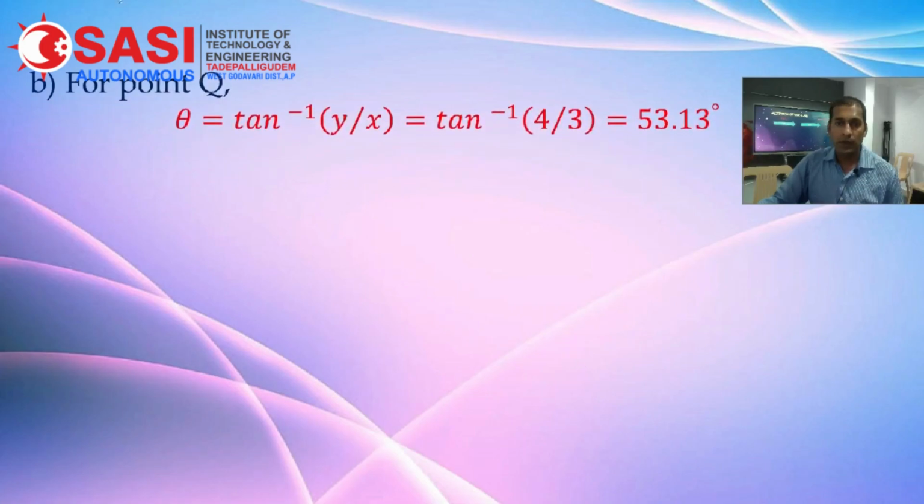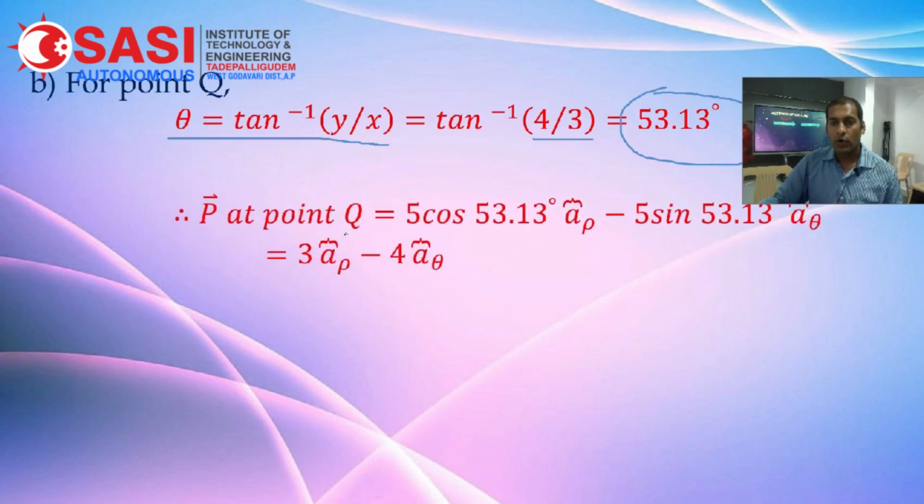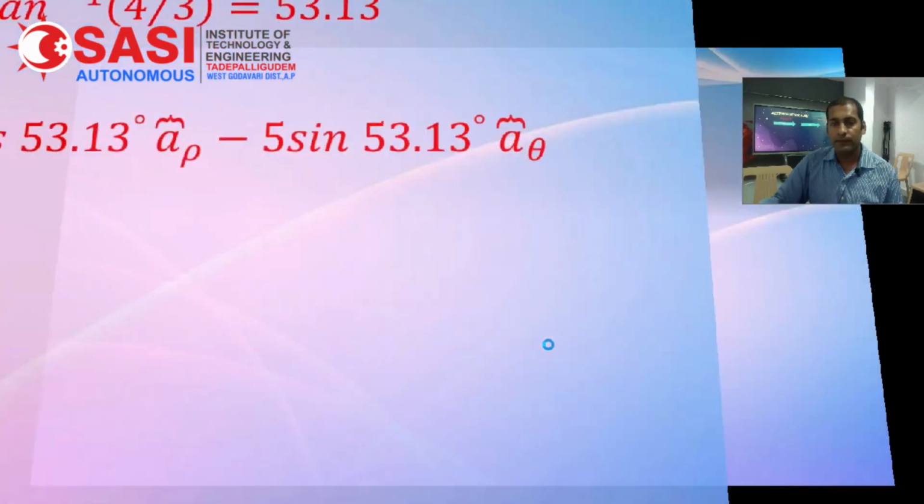Now the second part, for point Q. For point Q, θ is equal to tan inverse y by x. So y by x is 4 by 3. If we solve this, we get 53.13 degrees. So the vector at Q will be ρ cos θ minus ρ sin θ, keeping the value of θ. After solving this, we get 3 a_r cap minus 4 a_θ cap.